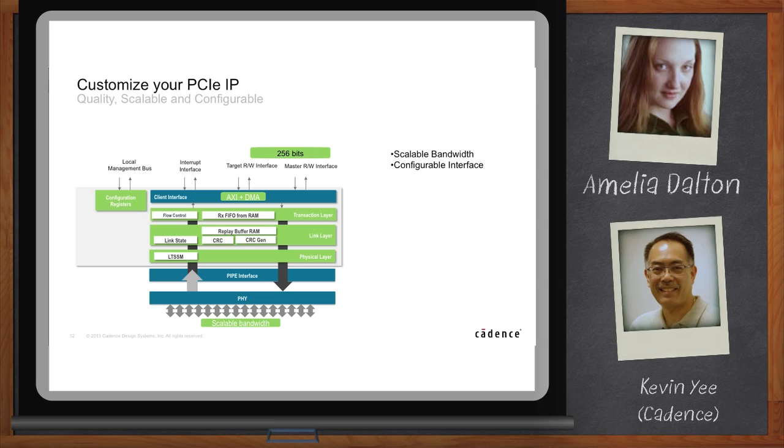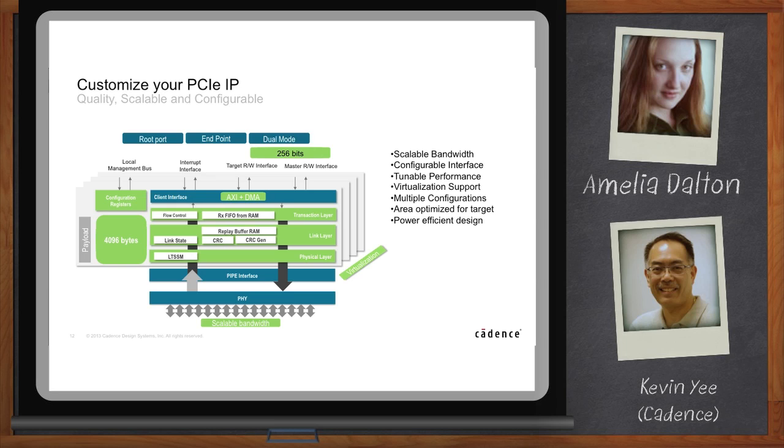Right, okay. Another thing is we have tunable performance. So we can decide how low your buffering is to make sure we optimize the throughput of data coming through. Nice, okay. We have virtualization support. We can do multiple configurations to support root complex or endpoint or dual mode that supports both directions. And then we also optimize it for area and make sure it's power efficient. So as I talked about earlier, we don't want to overkill, but we don't want to underserve either. By allowing you to do customization, we give you that scalability, that customizability, as well as the high quality that you'd expect from the IP.